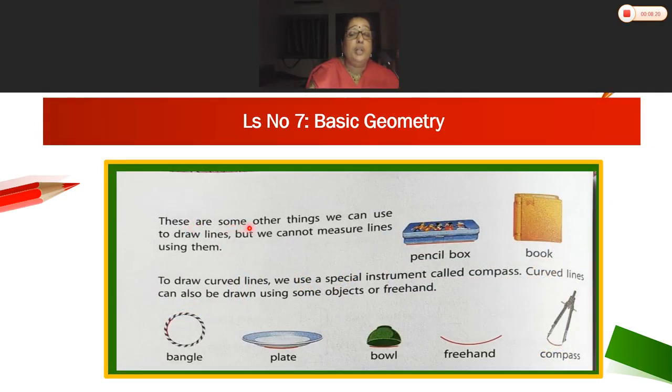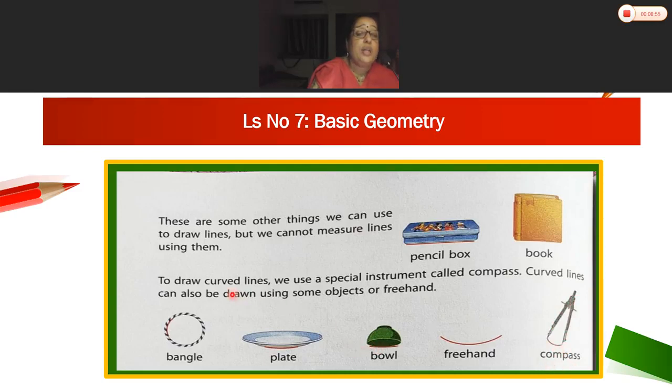There are some other things we can use to draw lines, but we cannot measure lines using them. Now pencil box. Here is a book. Now to draw curved lines, we use a special instrument called a compass. Curved lines can be drawn using some objects or freehand. Here bangle, plate, bowl, freehand, and this is the compass.